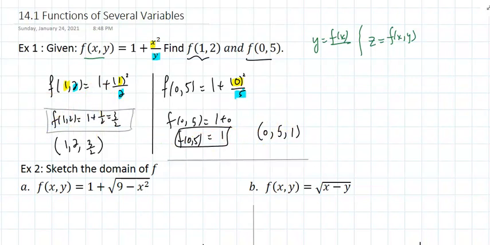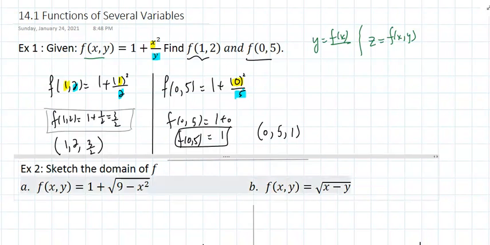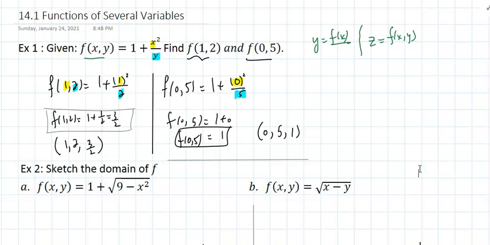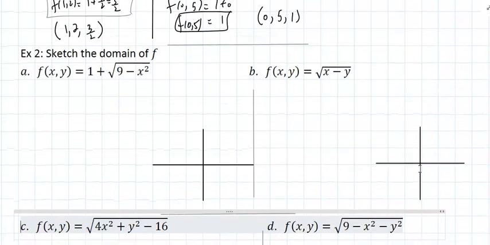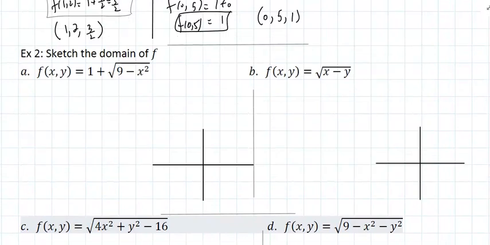Now, the rest of this is a bit of graphing, 2 dimensions for the most part, but there is something that we need to get out of the way. Graphing is not always an option. That's because they might give us something we can't graph, we don't know how to graph. But we need to figure out a lot of things just using the domain. So if you glance at this problem here, example 2, it says, sketch the domain of f. We just want the domain.